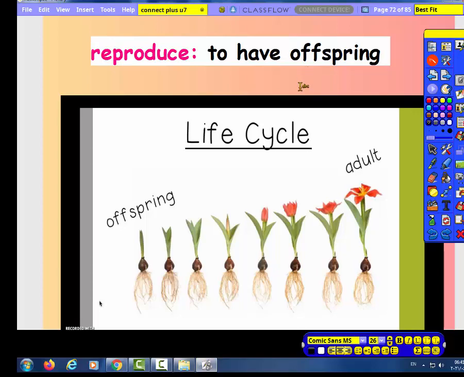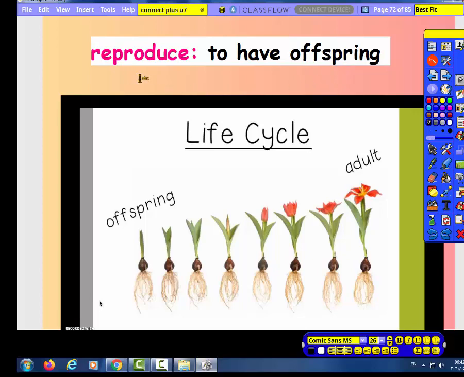What, Miss Jihan? Do plants have an offspring? Yes, like people and like animals. Plants have offspring. Like this. This is an adult plant, like father or mother. And this is the baby, or this is plant's baby. Plant's baby is called offspring.